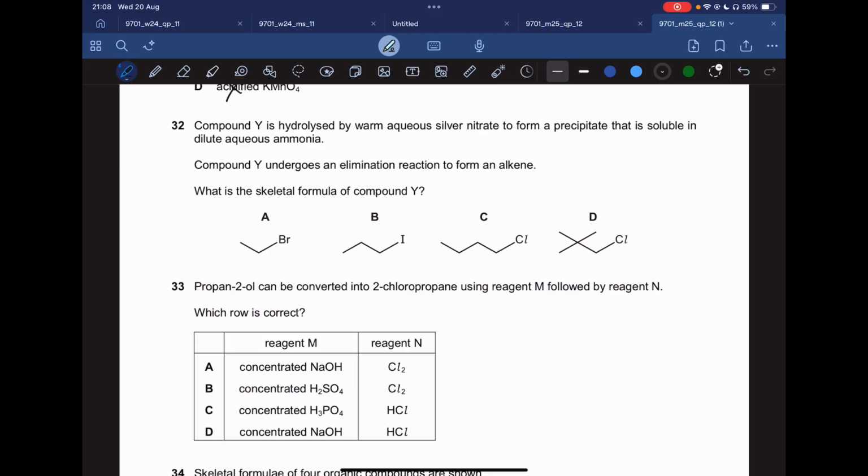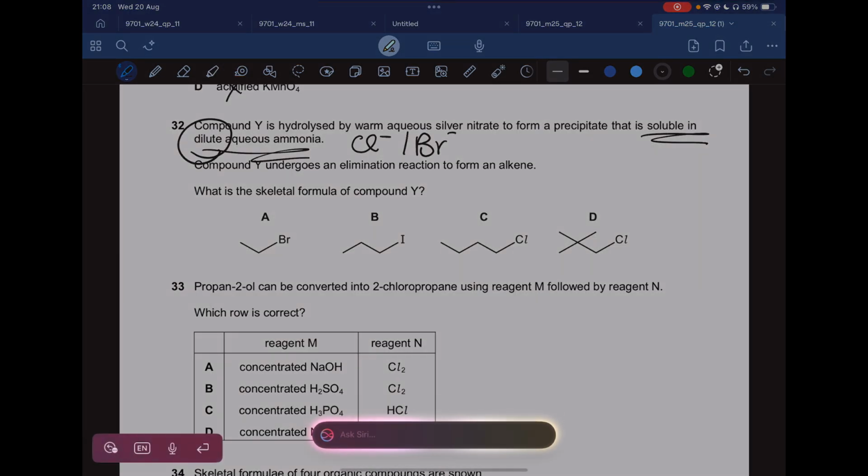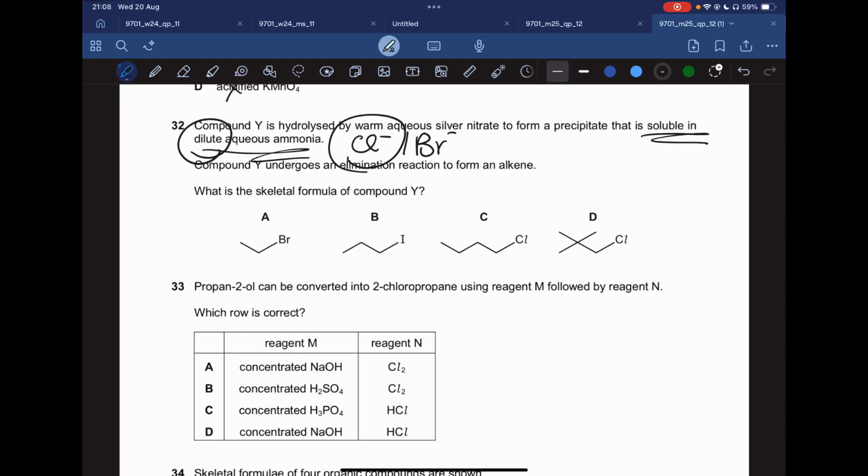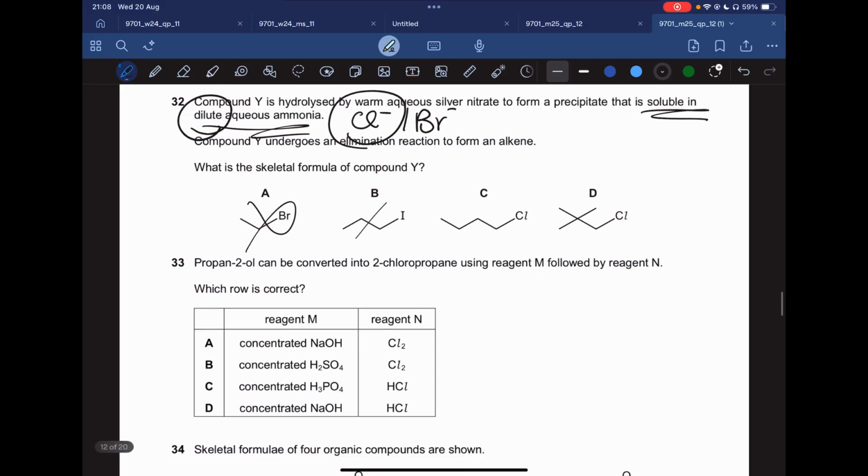Okay, compound Y is hydrolyzed with warm aqueous silver nitrate to form a precipitate that is soluble in dilute aqueous ammonia. Now that it is soluble in dilute ammonia, we are actually just looking at Cl minus, not Br minus. So we can cancel every one of these out. And between looking at these two, what can form an elimination to form an alkene?